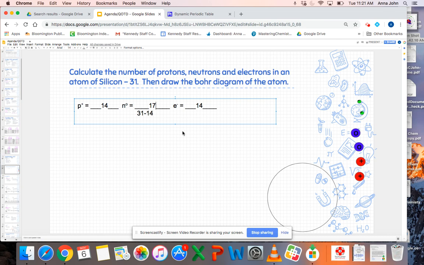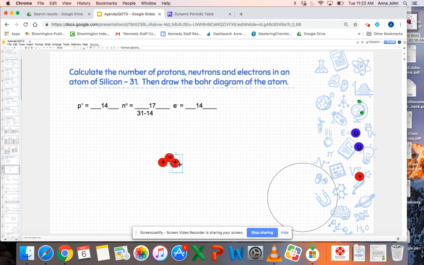So next, we need to go ahead and draw this. We're going to start by putting our protons inside the nucleus. Remember, the nucleus is the center. Protons are positive, so I'm going to use my red positive pieces over here, and I'm going to pull them to the center. So I'm going to put 14 positive protons.